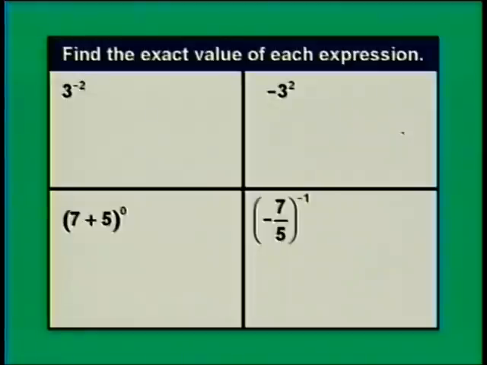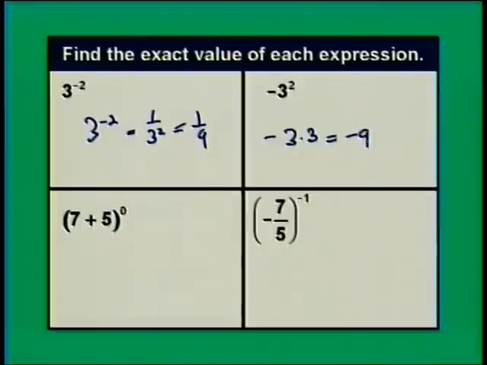Alrighty, let's move on to the next section, exponents, square roots, and scientific notation. Let's just quickly work through these problems. 3 to the negative 2 is the same as 1 over 3 squared, which is 1/9. Negative 3 squared is the same as the opposite of 3 times 3, which is negative 9.